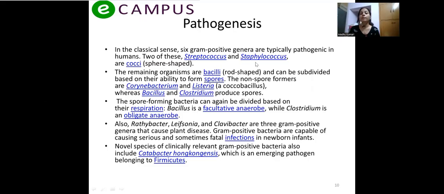Right, so mainly 6 gram-positive genera are typically pathogenic, and of those 6, 2 are cocci, that is Staphylococci and Streptococci. The remaining 4 genera are bacilli that are rod shaped and can be divided on the formation of spores, because with the help of a spore, they cause a disease. The non-spore formers are Corynebacteria and Listeria, which are not too pathogenic. But Bacillus and Clostridium that produce spores are highly pathogenic to humans, right?